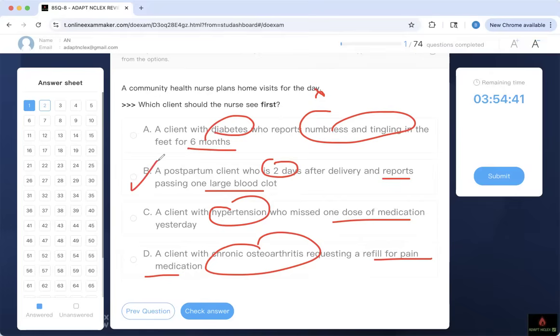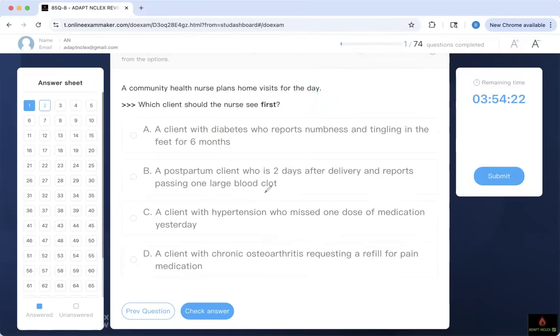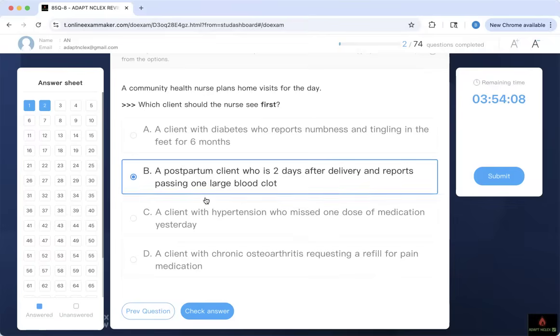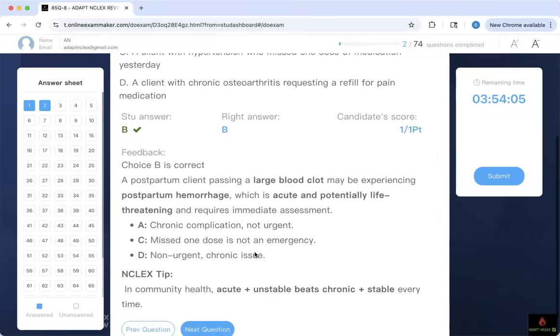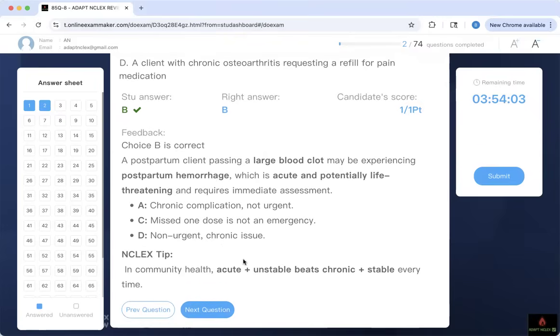That's B, and therefore that's the one we're going to see. That one is bleeding still. After being discharged from the hospital, your blood clot should go down, but she's still having large ones. That's hemorrhaging. Diabetes patient, you have peripheral neuropathy, I can't do anything about it. Six months ago, I'll see you later on. Hypertension, you missed your dose, we will give you another dose. Osteoarthritis, requesting refill, we will give it to you. But the one that is in trouble is the patient who has what? Hemorrhage, bleeding, lochia rubra. That's potentially postpartum hemorrhage.